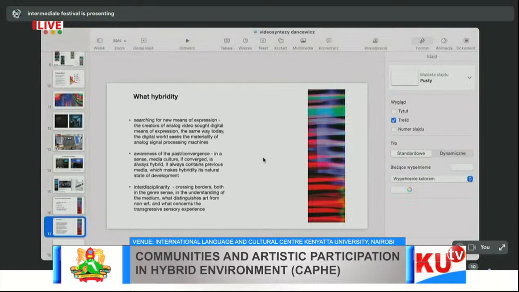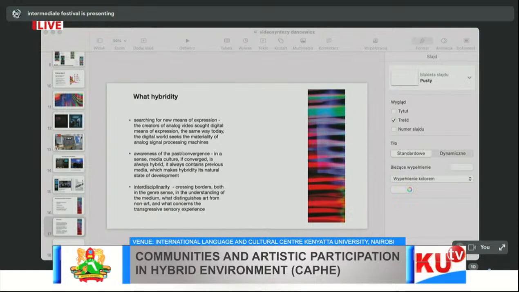And on what kind of hybridity can we talk in this context? On searching for new means of expression: artists dealt with analog video in the 60s, and they saw digital means of expression as something very interesting and empowering. In the same way today, the digital world seeks the materiality of analog signal processing machines, but also the materiality in some other ways, the materiality of objects, for example.